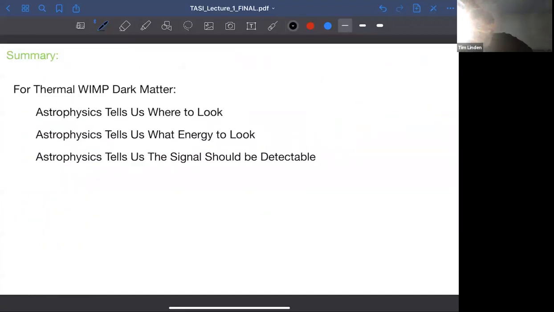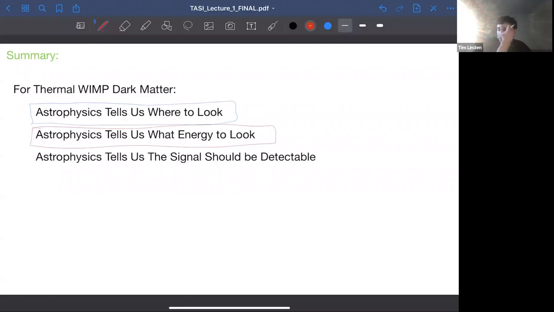So to summarize for today, for thermal WIMP dark matter, or for any dark matter in particular, astrophysics tells us where to look. It tells us what the dark matter density profile is. It tells us where the dark matter density is high, and we can use the rotation curves of galaxies to potentially calculate where the dark matter density is. In thermal WIMP scenarios, it also tells us the energy scale to look at, and that's something we'll go into in a little bit more detail.